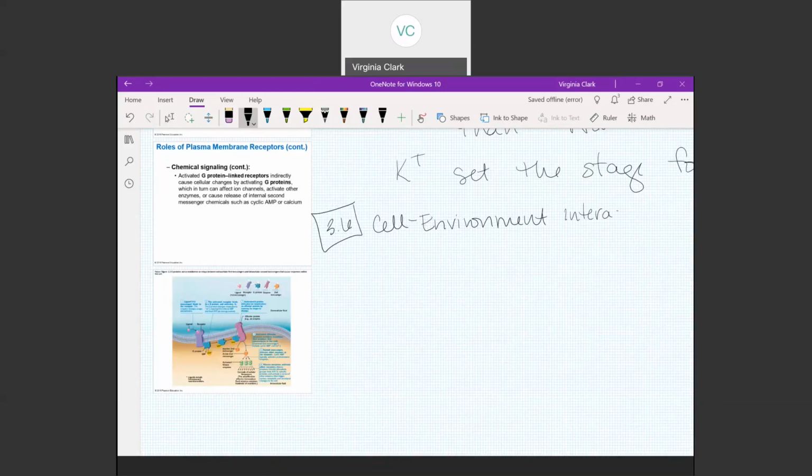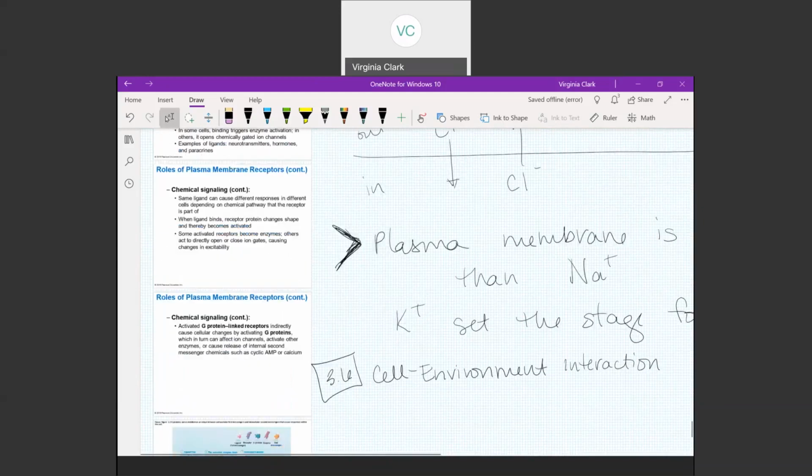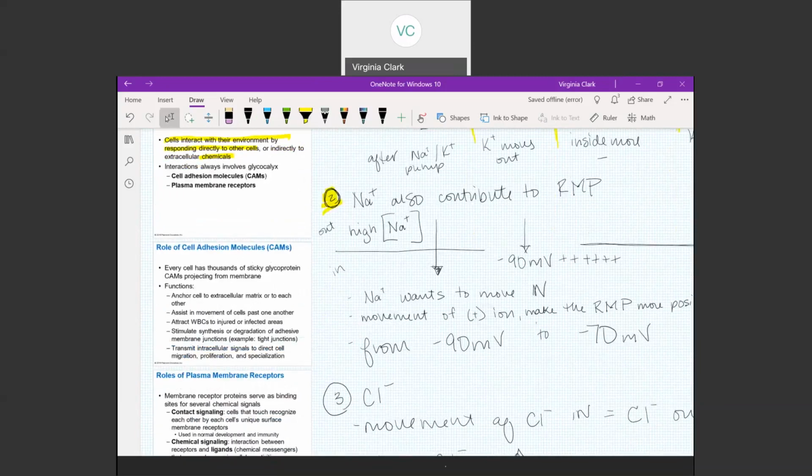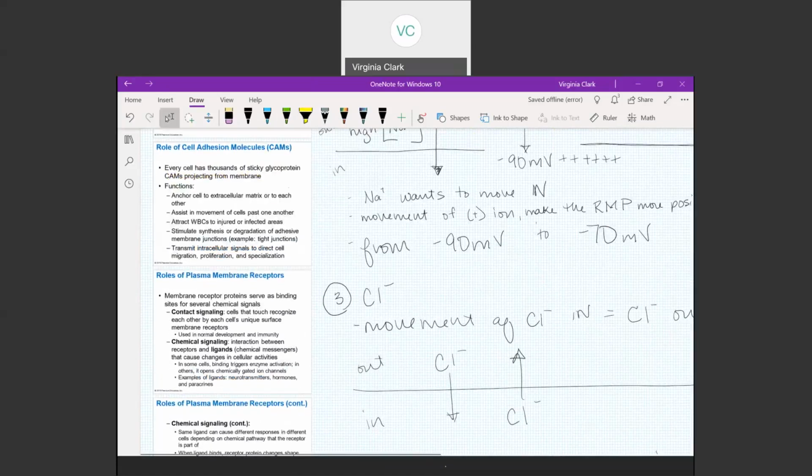So how do we get information from the cell into information inside the cell? Cells will interact with their environment by either responding directly to other cells or to chemicals. And we're going to bring up the concept we've already talked about, which is the cell adhesion molecules, the CAMs, the cell sticking to other molecules, or the receptors that are on the plasma membrane that can communicate to other cells. So just kind of a brief overview of cell adhesion molecules.